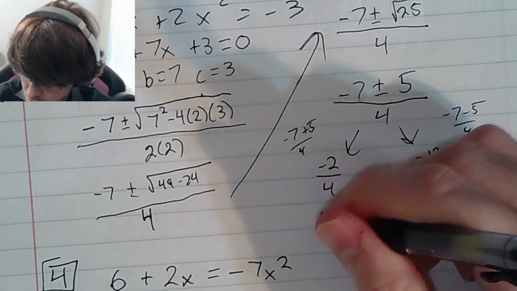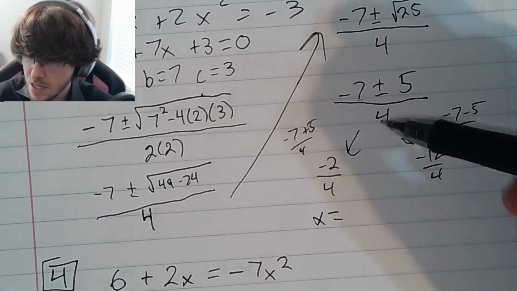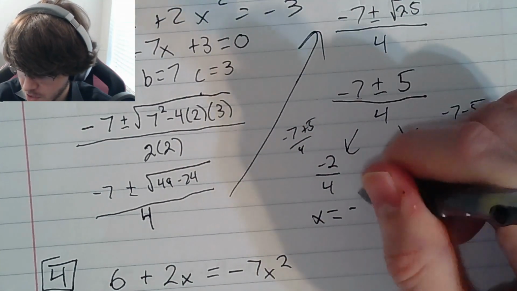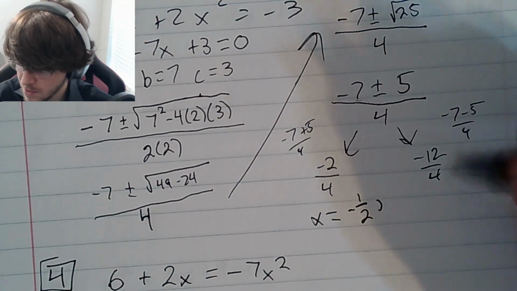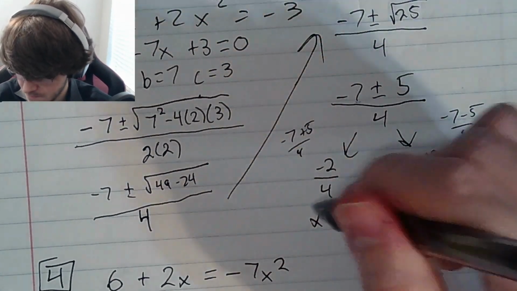And finally, we can actually rewrite our answers by simplifying. Negative 2 over 4 simplifies to negative 1/2, because you divide the top and bottom by 2. Negative 12 divided by 4 is negative 3.